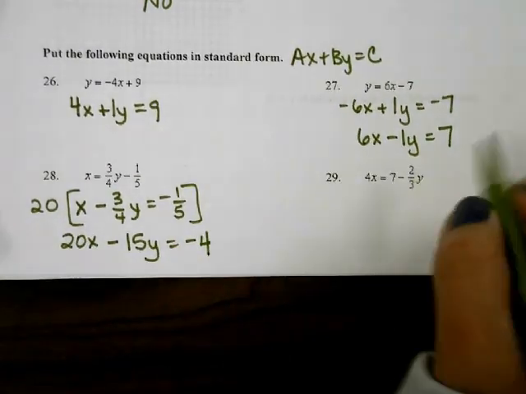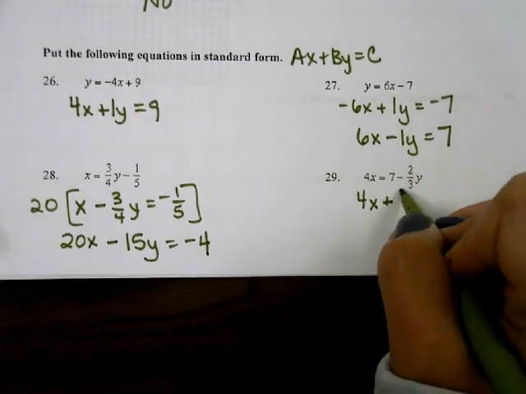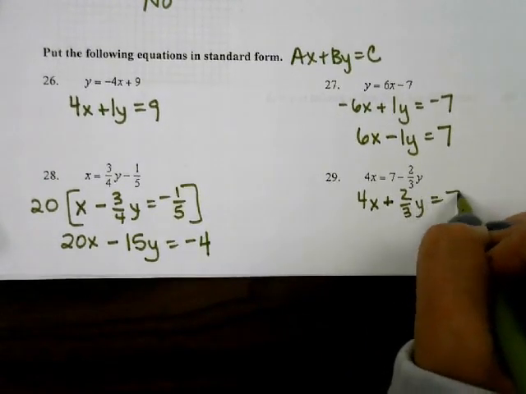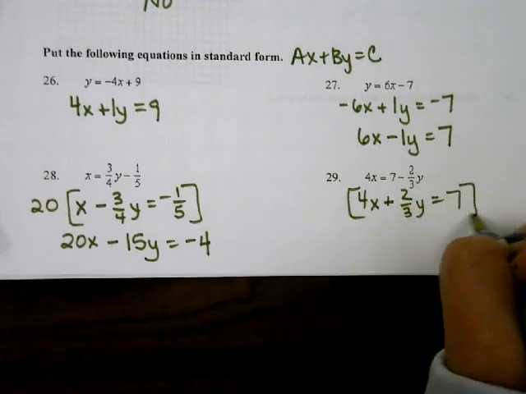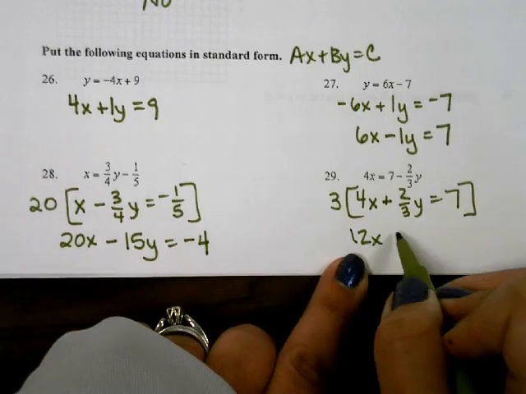Again, I'm going to move that 2/3 y over, so 4x plus 2/3 y equals 7. I can't have fraction coefficients. Multiply by 3, so 12x plus 2y equals 21.